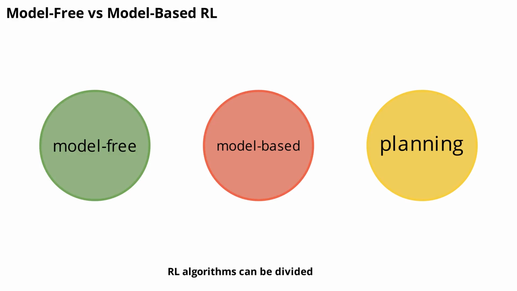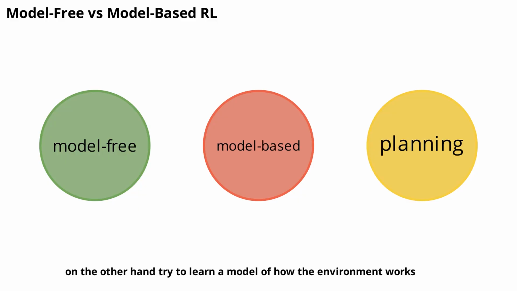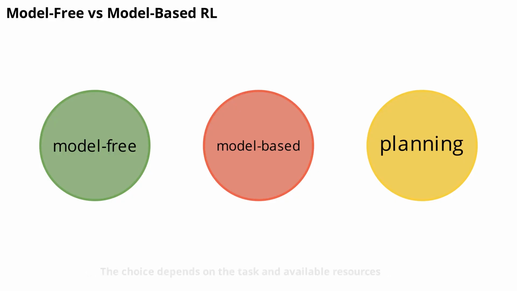RL algorithms can be divided into model-free and model-based approaches. Model-free methods learn directly from experience without building a model of the environment. Model-based methods, on the other hand, try to learn a model of how the environment works, then use this model to plan actions. Model-based RL can be more efficient, but also more complex. The choice depends on the task and available resources.